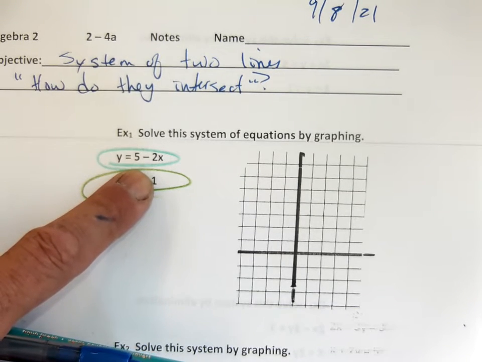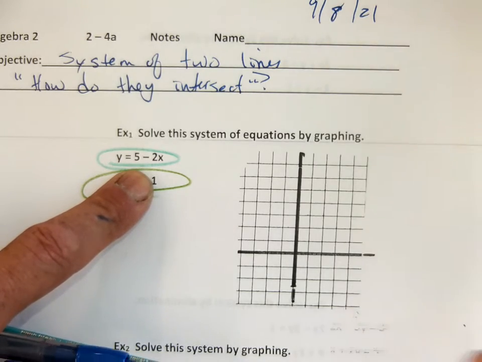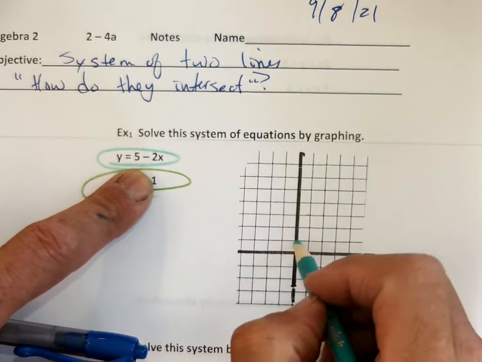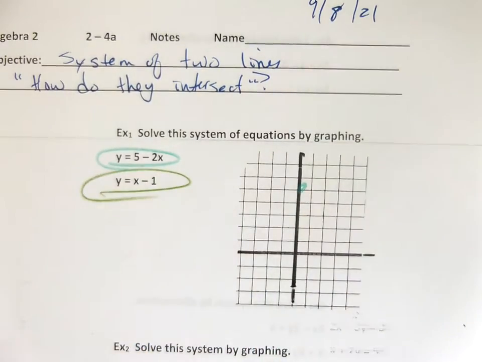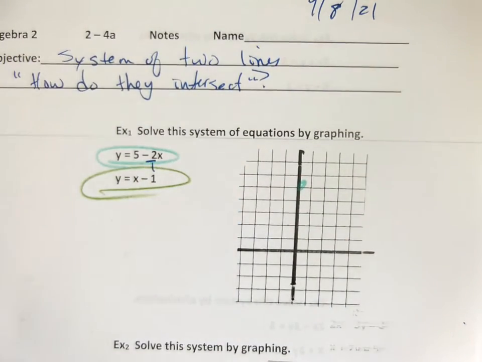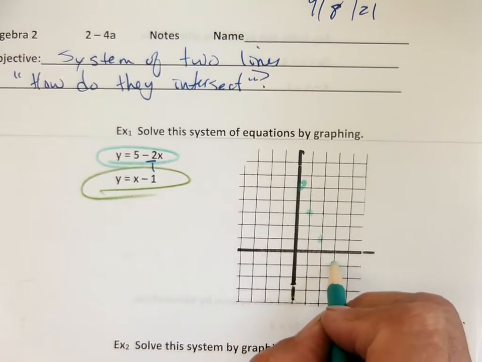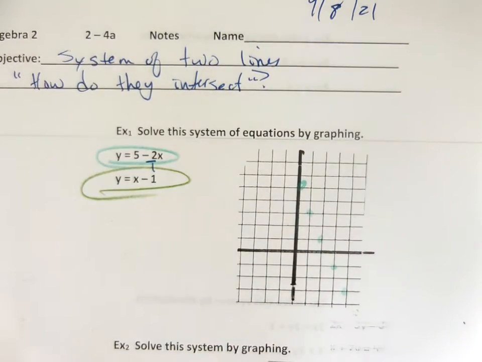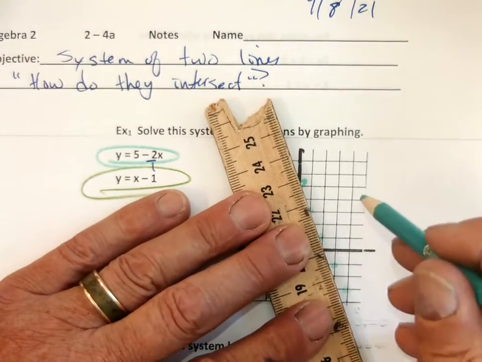So y equals 5 minus 2x. I'm going to start at 5 on the y-axis, going up 1, 2, 3, 4, 5. The slope is down 2 over 1, down 2 over 1, down 2 over 1, right? So my first line looks like this. Let's see, where's my ruler? There it is. So here's my first line. Call it line 1.